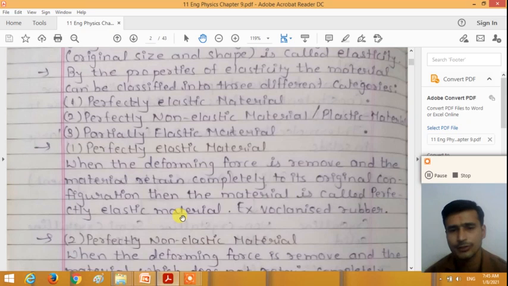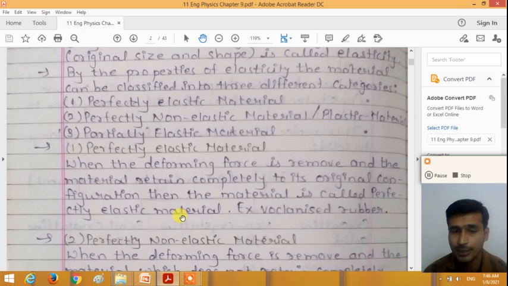When the deforming force is removed and the body completely retains its original configuration, then the body is called the perfectly elastic body. For example, vulcanized rubber, elastic rubber. You know that when we apply a deforming force to the elastic rubber, its dimensions will change, right? But if we remove the deforming force, it will regain its original position, completely. So this type of material is called the perfectly elastic material, right?